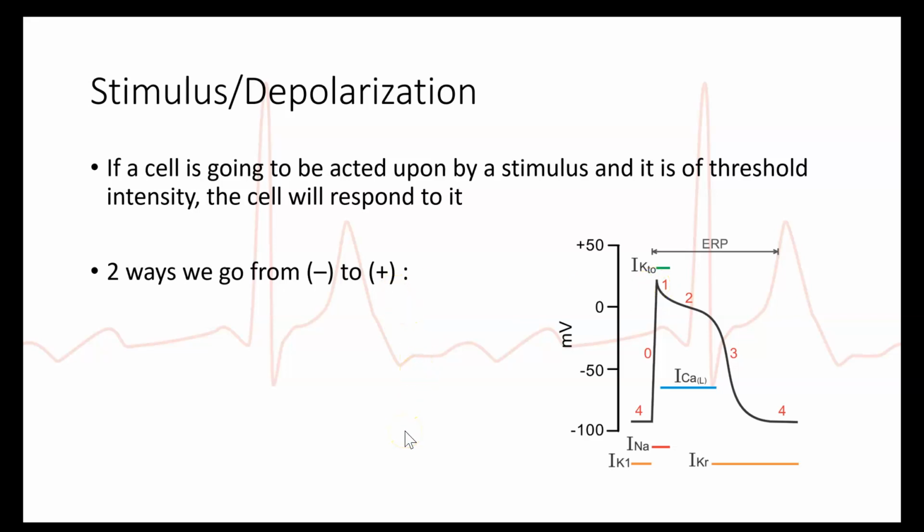Okay, so there are two ways we go from negative to positive. One, we increase the permeability to sodium, so we open up those sodium channels. Two, we increase the conductance of sodium, which will move sodium from the outside of the cell to the inside of the cell. So sodium will move in, and it will move in such a rush that it will overwhelm the potassium that is moving out. So we will get to that point of plus 30 millivolts.